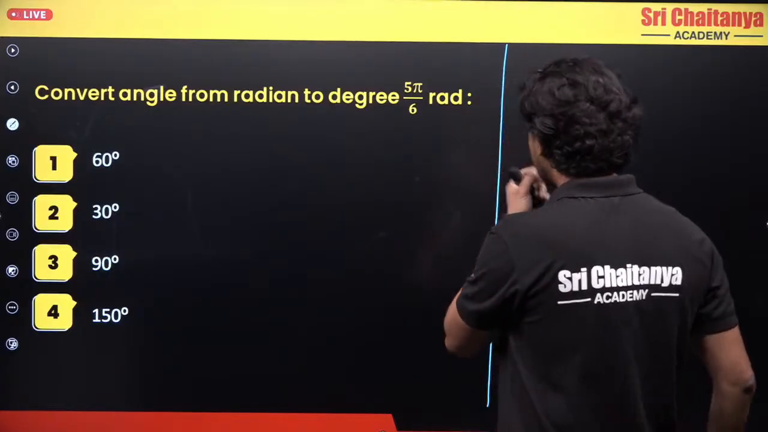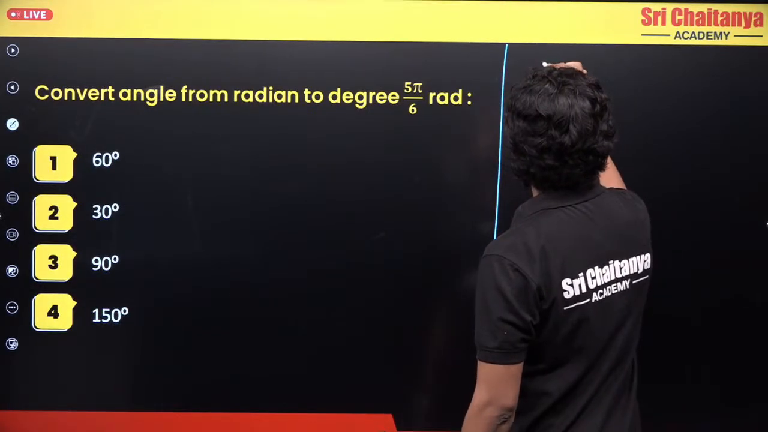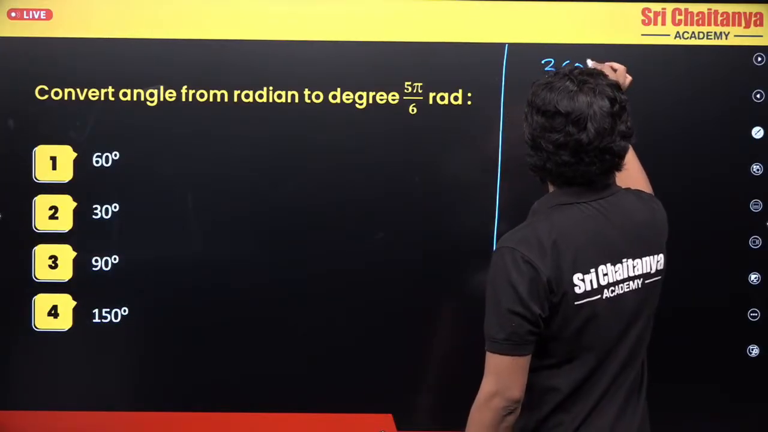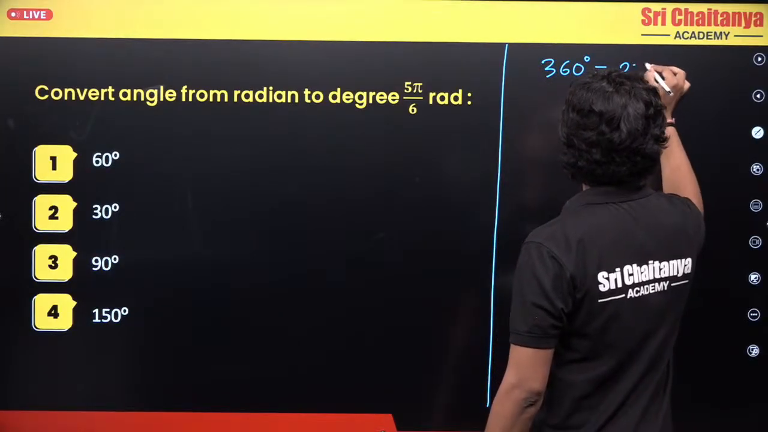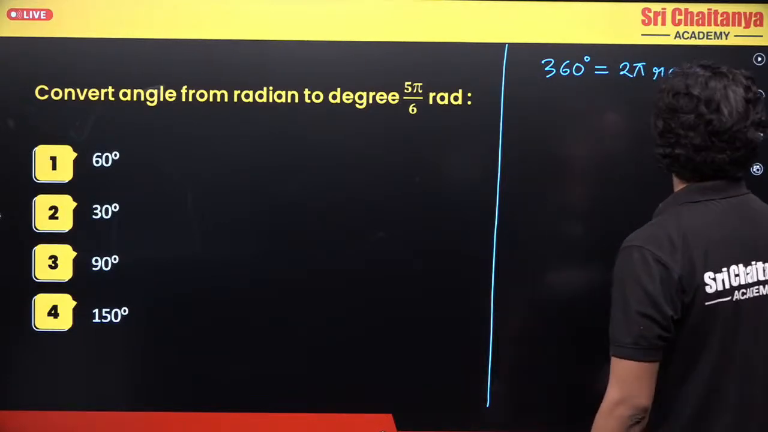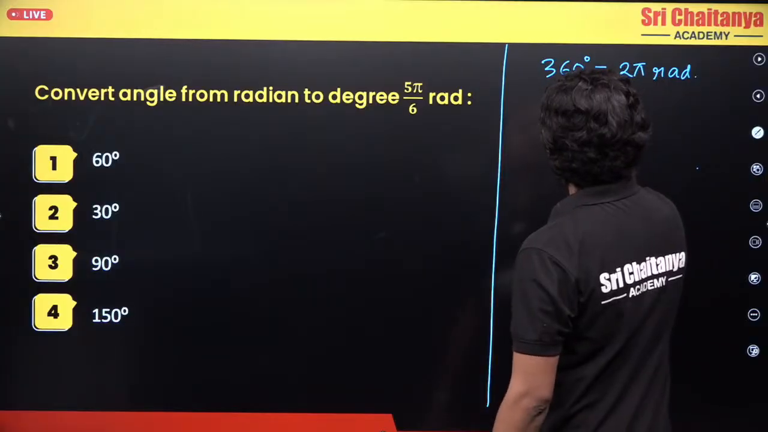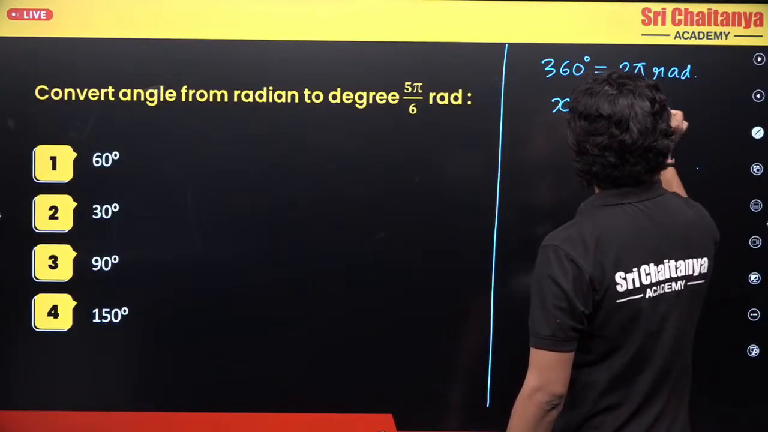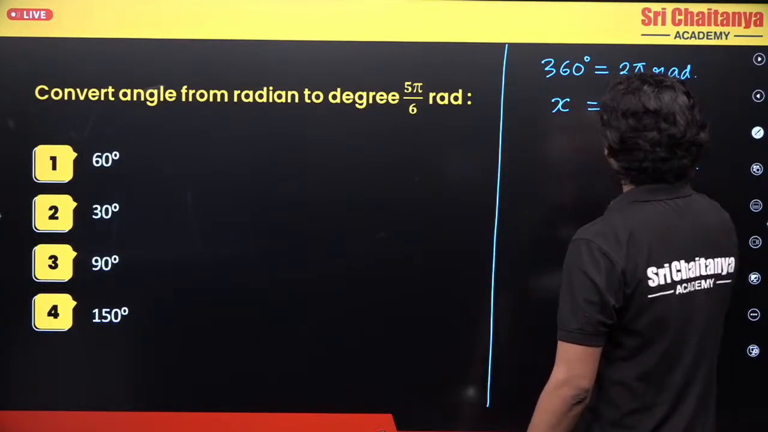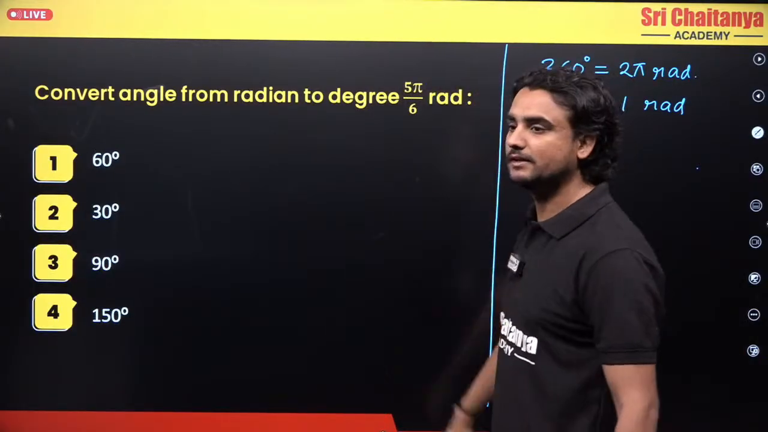Okay, so now understand. First of all, we know that 360 degrees is equal to 2 pi radians, right? So what can I say? X degree is equal to 1 radian, right? What did we do before? Before we found 1 degree, right?